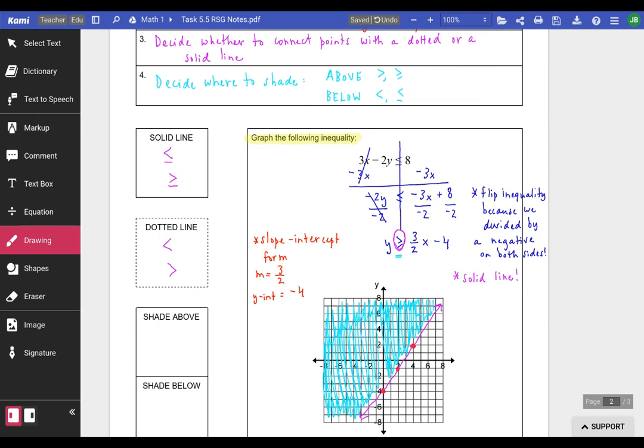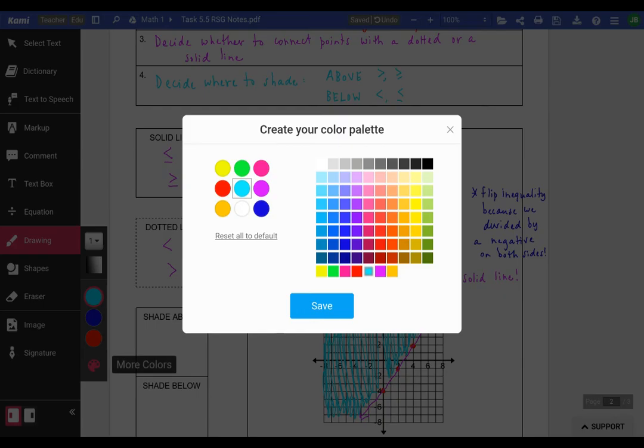Now here's how you can test, and you won't have to do this every time, but here's what I like to do. Here's how I can test if I've shaded in the right place. Let me grab another color here.